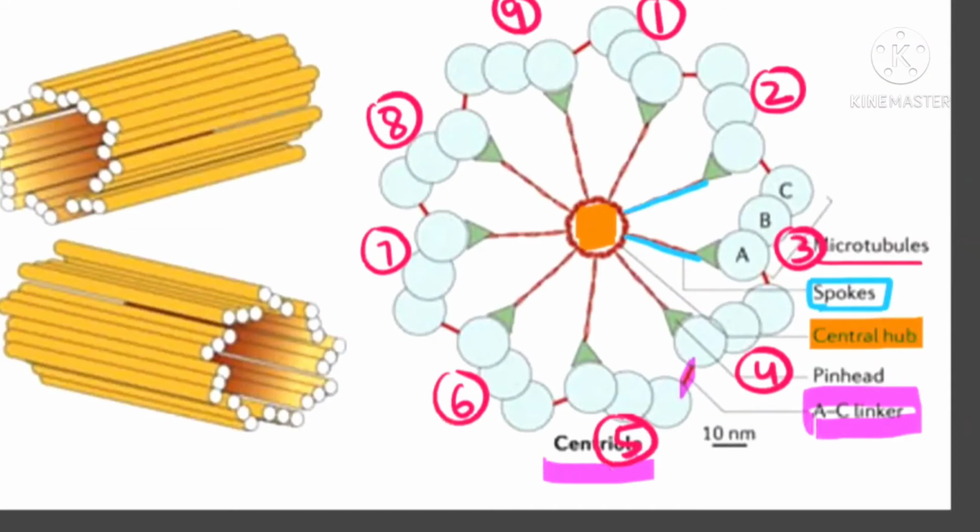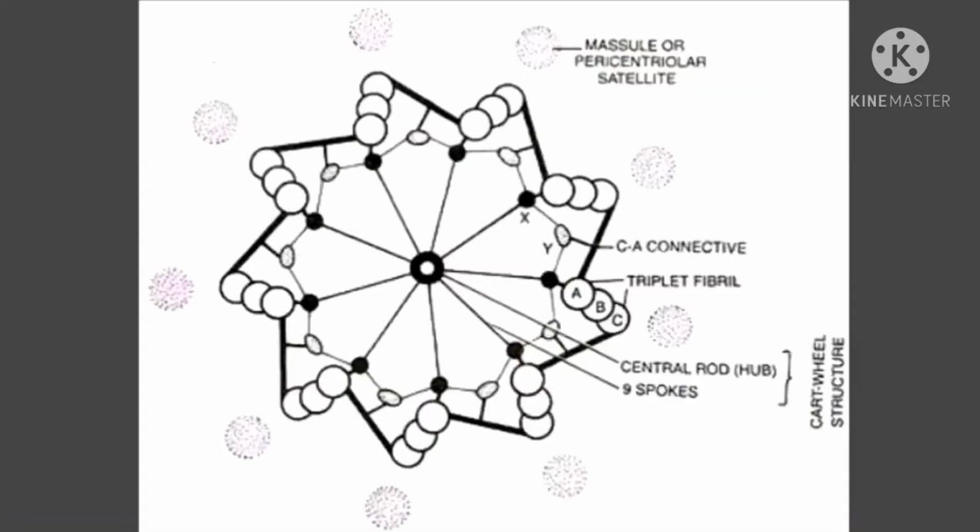Now, I have to show you the diagram in which pericentriolar satellites, that means microtubules, are present. See the diagram carefully, analyze it carefully. This is your triplet fiber again. Try to understand, this is the C2A linker. These are your 9 radial spokes. And this is the central proteinaceous hub. Okay. And this arrangement is known as cartwheel arrangement.